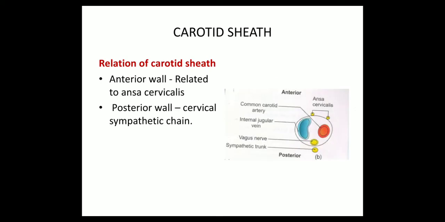The relations of this carotid sheath: anteriorly it is related to the ansa cervicalis. The ansa cervicalis is embedded in the anterior wall, whereas the posterior wall is related to the cervical sympathetic chain.